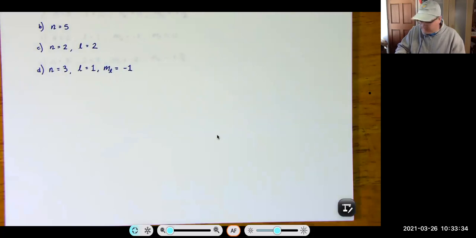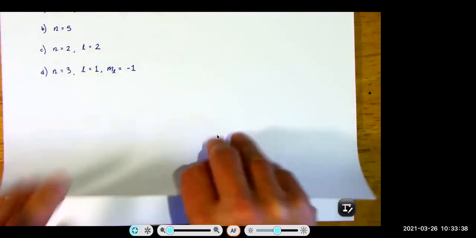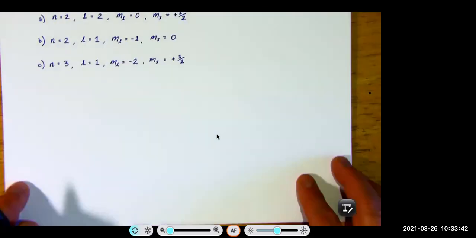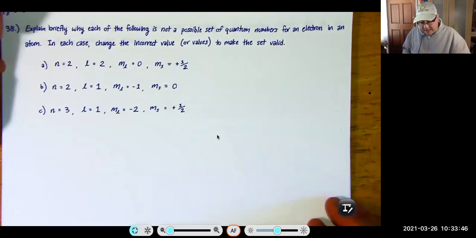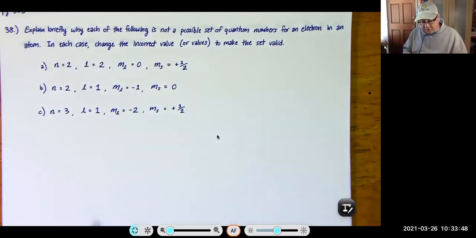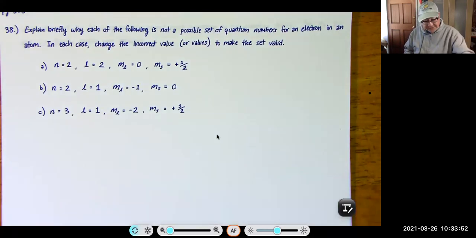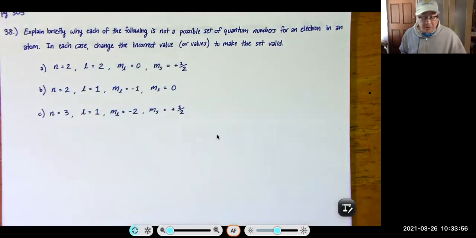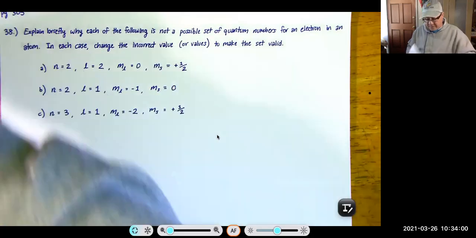Probably not. Okay. So are we good on 36? Yeah. Okay, let's go to the next one. Briefly explain why each of the following is not a possible set of quantum numbers for an electron in an atom. Now, I guess based on this, they actually teach you about the 4th quantum number. The 4th quantum number is called the spin quantum number.